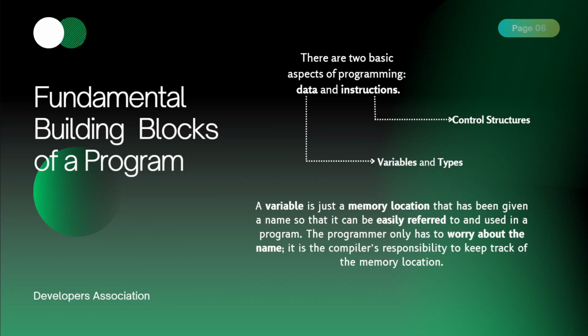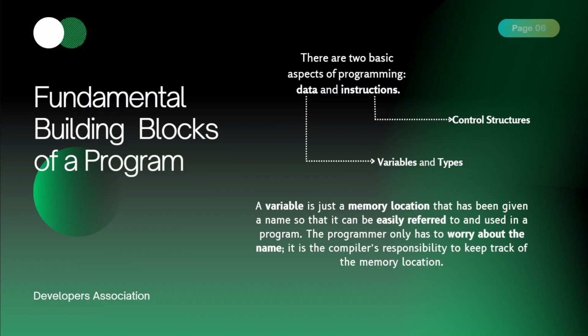A variable is just a memory location that has been given a name so that it can be easily referred to and used in a program. The programmer only has to worry about the name. It is the compiler's responsibility to keep track of the memory location. Right now, this is all we need to understand. Further explanations will be done in upcoming lectures.